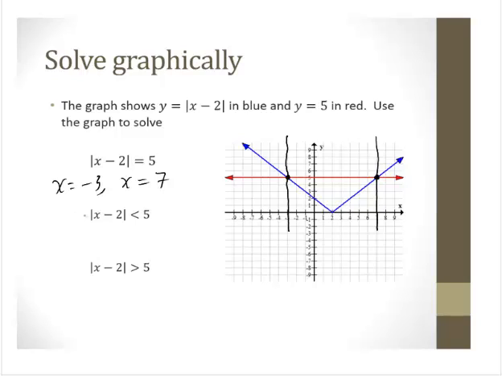Alright, so now in purple, I will consider where the absolute value of x minus 2 is less than 5. And I see that all of these outputs for the absolute value of x minus 2 are less than 5. And so smashing those points to the x-axis, I get this interval. The interval goes from -3 to 7, and so I would write this as the interval -3 to 7.